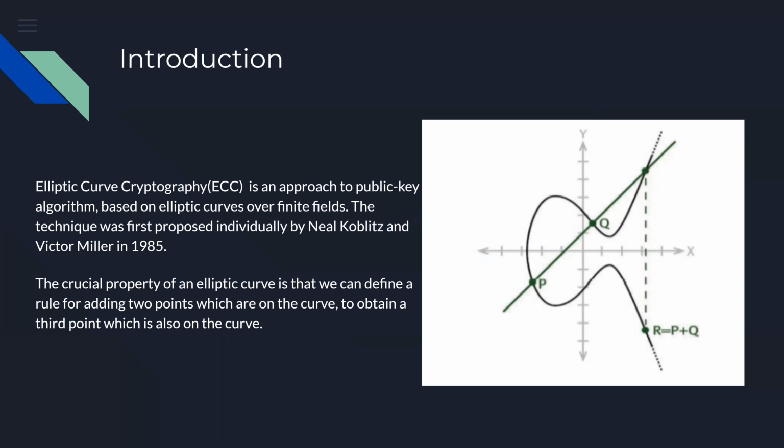Elliptic curve cryptography is an approach to public key algorithms based on elliptic curves over finite fields. The technique was first proposed individually by Neal Koblitz and Victor Miller in 1985. The crucial property of an elliptic curve is that we can define a rule for adding two points on the curve to obtain a third point which is also on the curve.